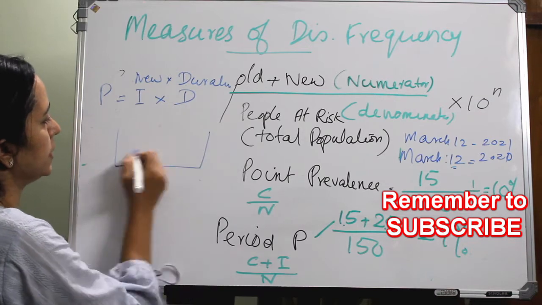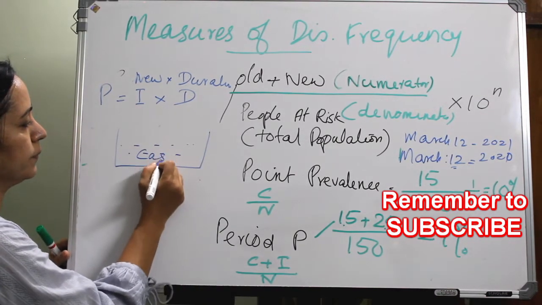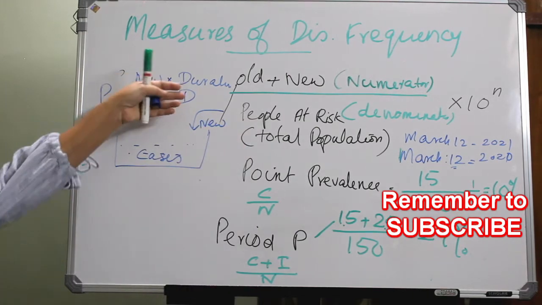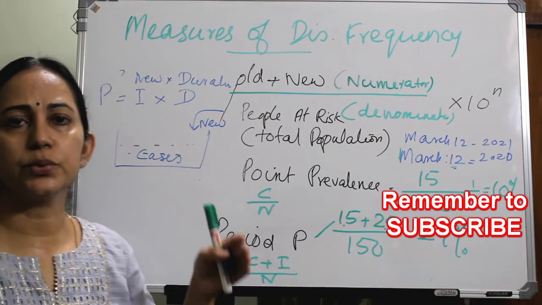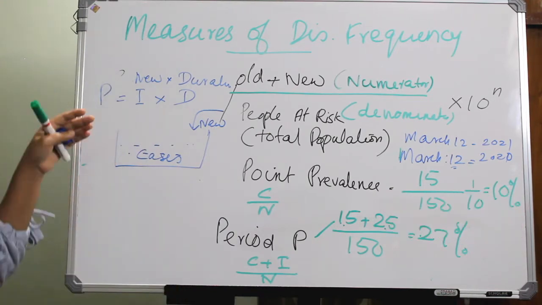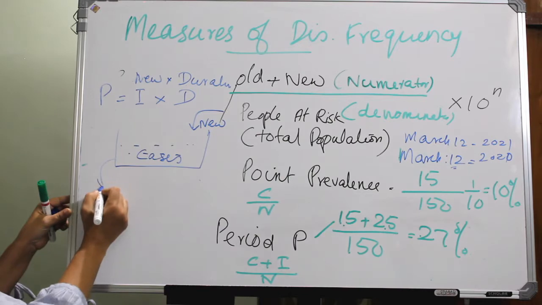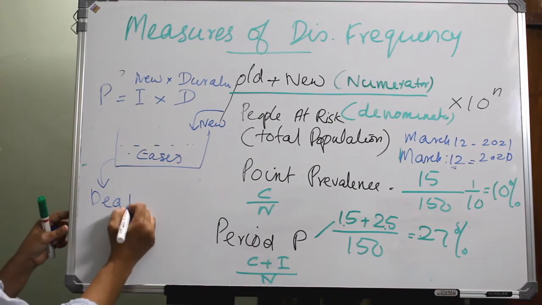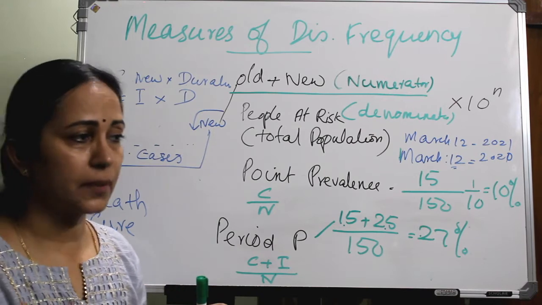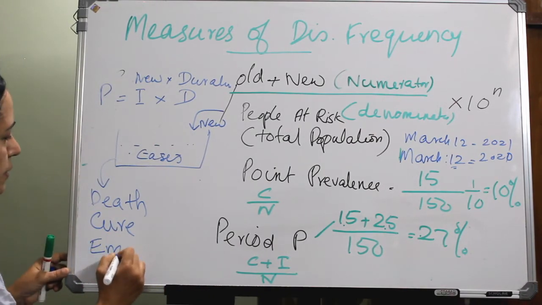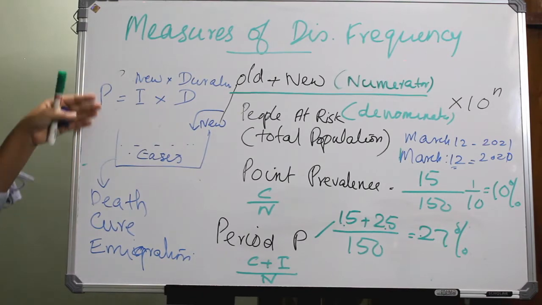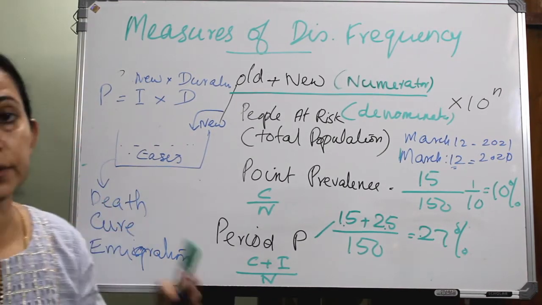Think that this tub is full of cases, both old and new, and new cases are pouring into this. If the new cases are increasing, it may be either due to a high infectivity rate or due to immigration of patients. In all these cases, the prevalence will increase. And if there is a very high rate of death, patients are going out of this because of death or due to cure or due to emigration of patients, in all these cases the prevalence will decrease. So, these are the factors which influence the prevalence.